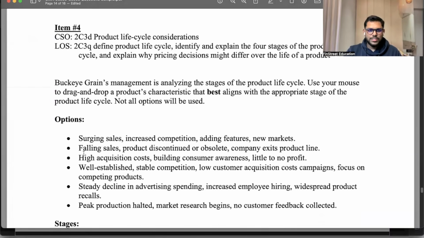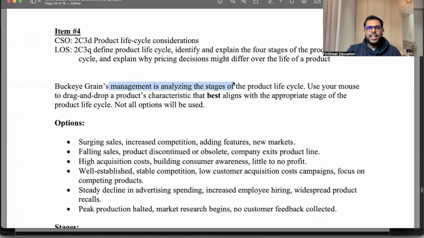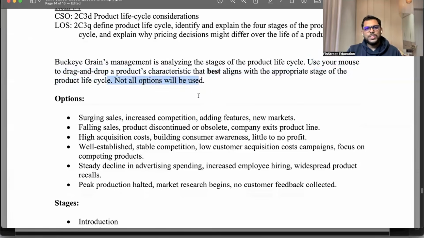Next question. Buckeye Grains Management is analyzing the stages of product life cycle. Use your mouse to drag and drop product characteristics that best align with the appropriate stage of the product life cycle. Not all options will be used.